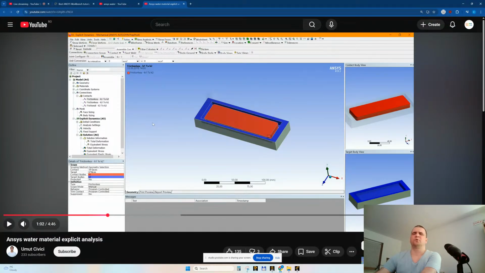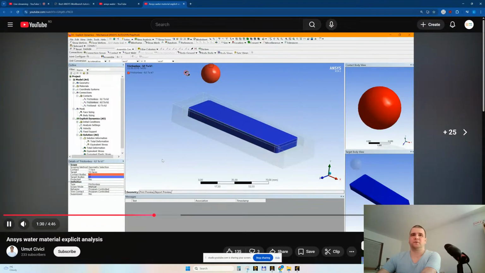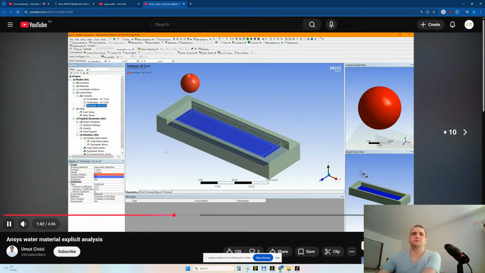He assigned contacts. Oh, he did it manually, and he deleted the body interactions. Why would you do this? You're making your life difficult. He assigned frictionless contacts, exactly what the default body interaction does. So there is no use.